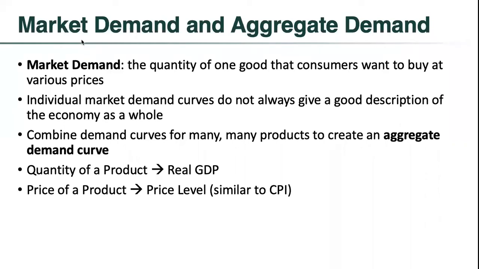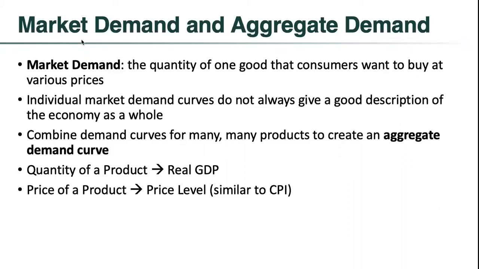Now, if you remember, market demand is just the quantity of one good that consumers want to buy at various prices, right? If water bottles are $2, then maybe everyone in the economy wants 100 million of them. But if they're $5, maybe you don't want quite as much, right? Maybe you only want 80 million water bottles. That kind of thing is market demand.